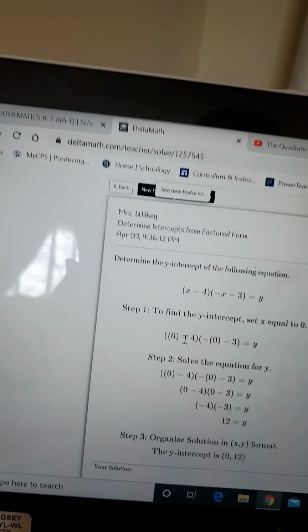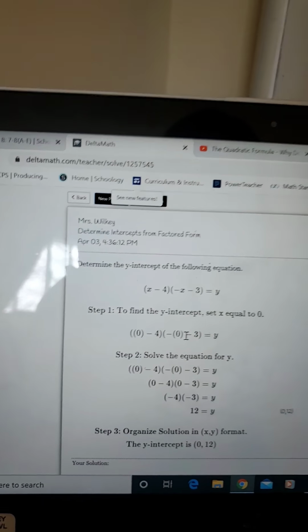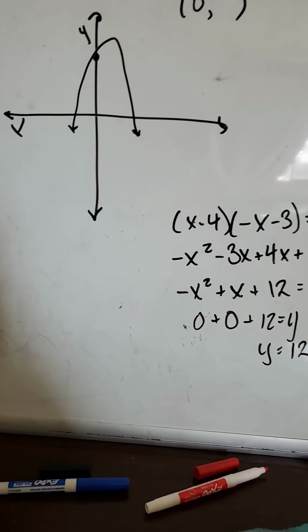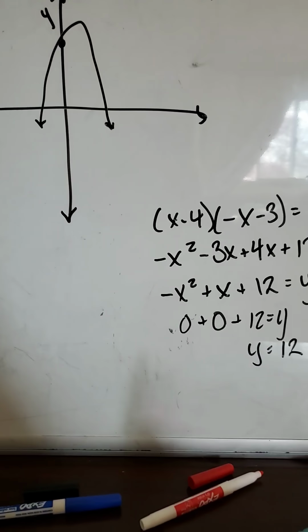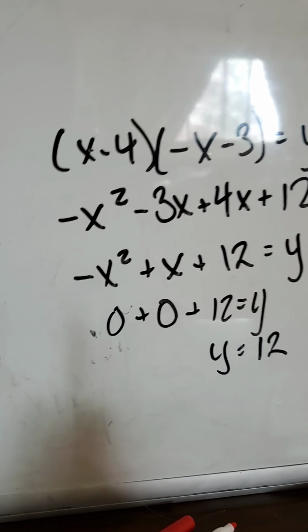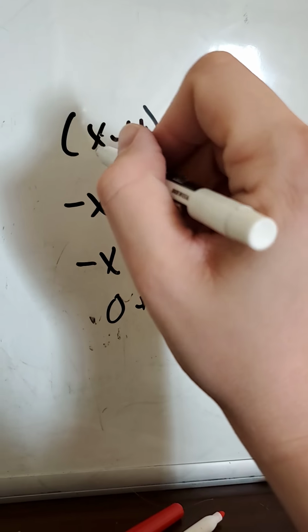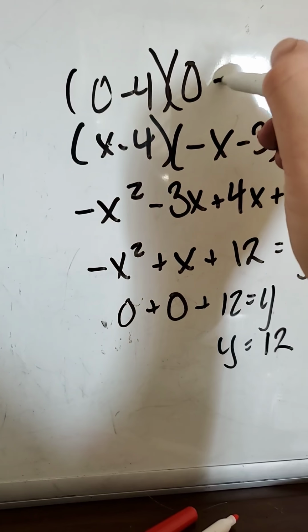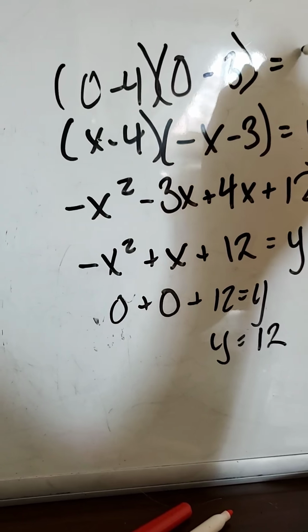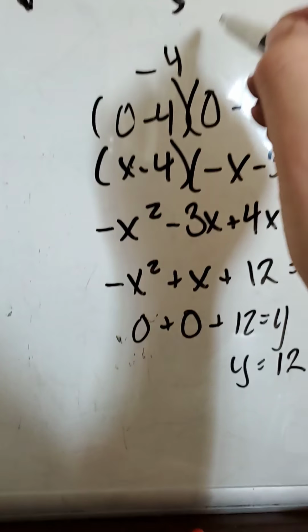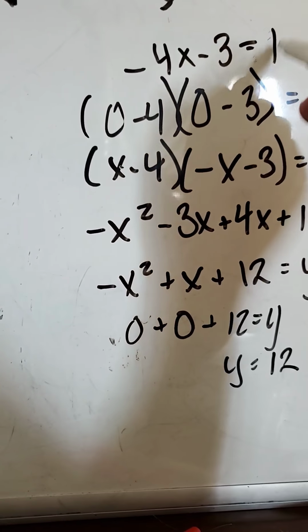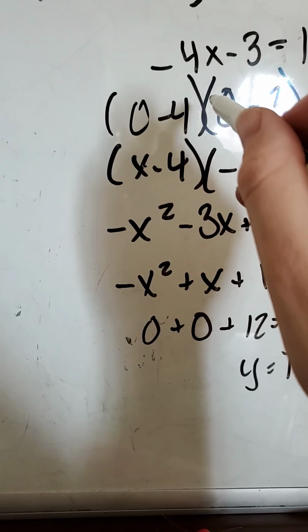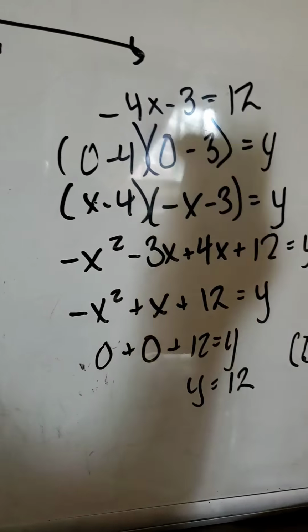All right, and they went ahead and put in 0 before expanding it, which is fine. I guess it might even be easier sometimes. I don't know why I didn't think to do that. But you could say 0 minus 4 times 0 minus 3 equals y, and then negative 4 times negative 3 equals 12. So when x equals 0, y equals 12. That's obviously acceptable, whichever way your brain likes to do it.